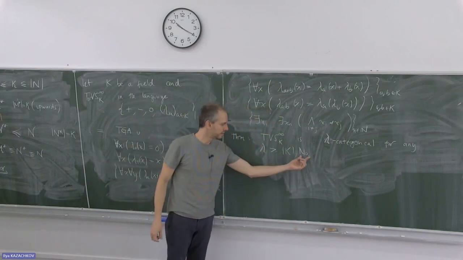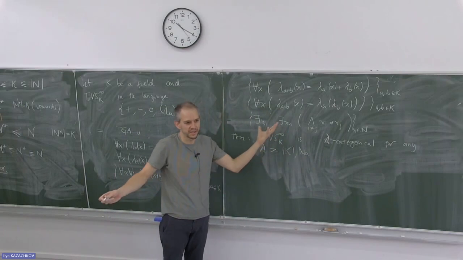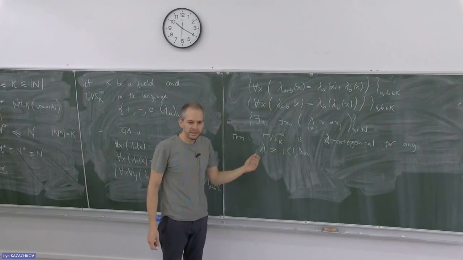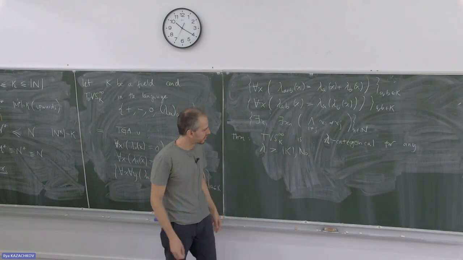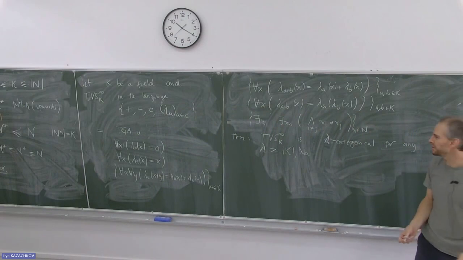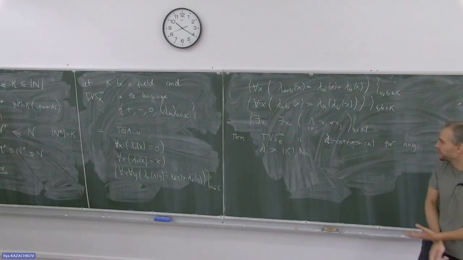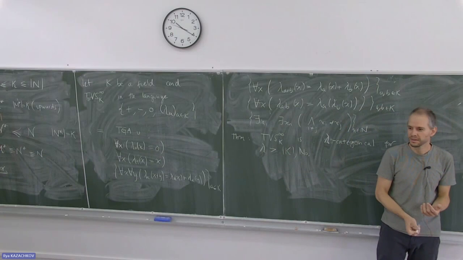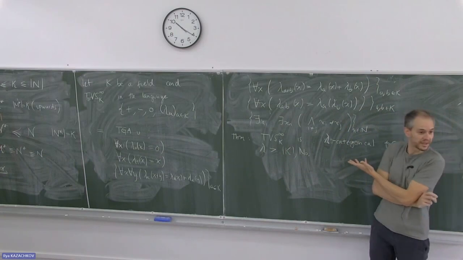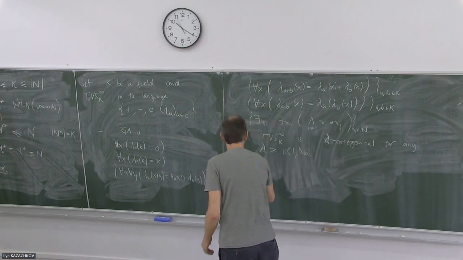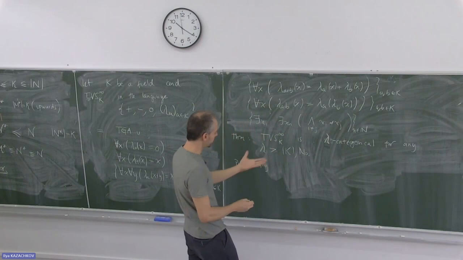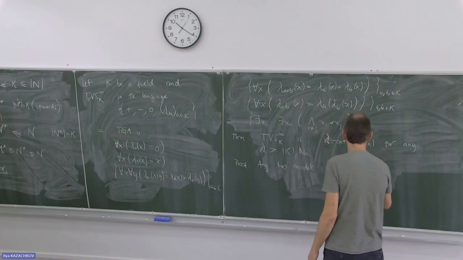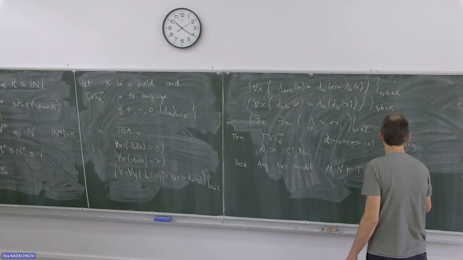So if I'm uncountable and bigger than the cardinality of K, perhaps I started with a very big field K, I don't know. If I'm bigger than these two, then actually I am lambda categorical. Any guess why? If you give me two vector spaces over K which have cardinality lambda, they need to be isomorphic. This is what this basically is saying, right? Let's give the proof. This is saying any two models M, N of this theory are isomorphic.